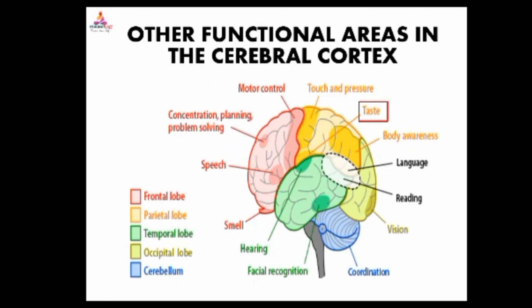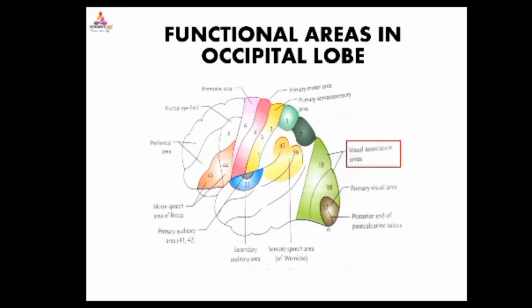Then other functional areas in the cerebral cortex. One is the taste area, the gustatory area, which is located in the inferior part of the parietal lobe, posterior to the general sensory area for the mouth, or in the lower end of the postcentral gyrus, in the superior wall of the lateral sulcus, or in the adjoining area of the insula. That is the area 43.